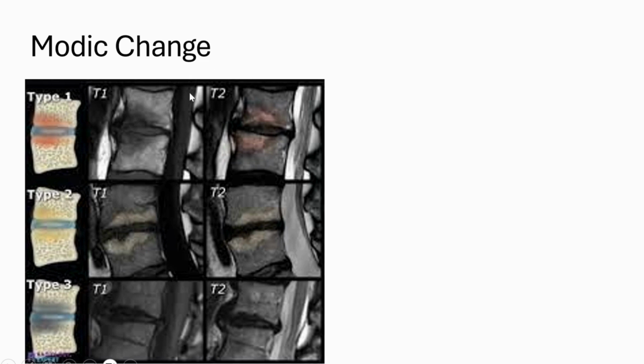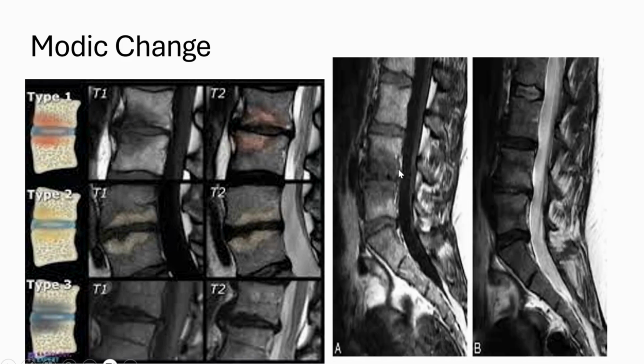This is the T1 image and T2 image. So both T1 and T2 images are required to classify the Modic change depending on the type. In type 1, there is a bone marrow edema or inflammatory change noted, which appears low signal intensity in T1 and high signal intensity in T2. As we can see in this image also, there is low signal intensity, and at the same level we can see there is an increased signal intensity.